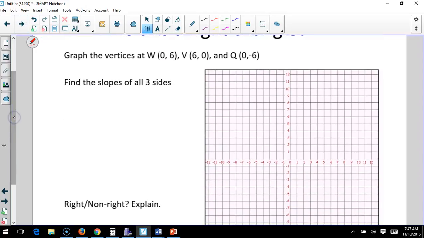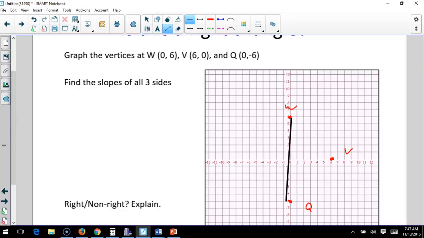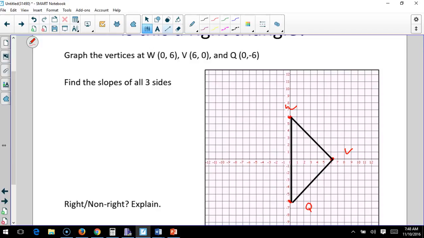Is this the right triangle? Let's see. W (0, 6), V (6, 0), Q (0, -6). Well, we already know the slope of that line. There is no slope. So, find the slope of all three sides. WV, slope. VQ, and WQ.